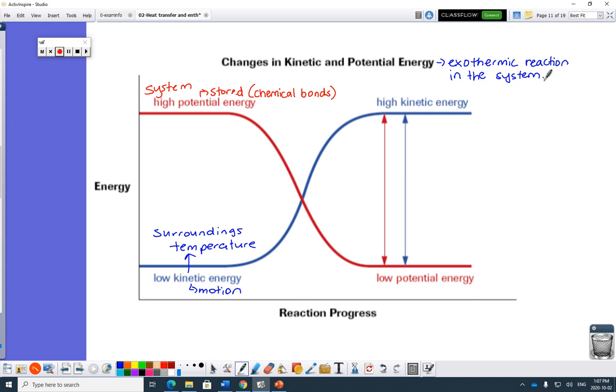Endothermic would be the same but opposite. The system would have low potential energy, and the water would be up here, and then the system would absorb energy from the surroundings and then have higher energy. Visualizing it is what we're going to do when we get to 5.3.